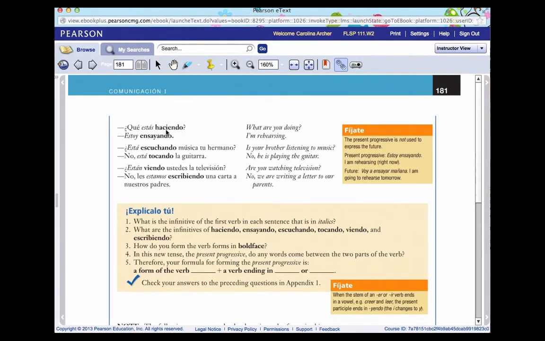¿Qué estás haciendo? What are you doing? Estoy ensayando. Ensayando. These are all AR verbs. I mean, except for this one. This one is an ER. Hacer. Hacer becomes haciendo. Ensayar becomes ensayando. Escuchar, escuchando. Tocar, tocando. Ver is an ER verb. It's viendo. Okay? Escribir, escribiendo.